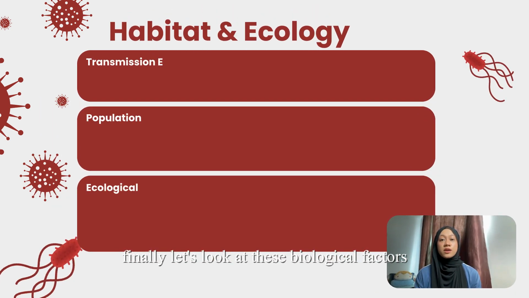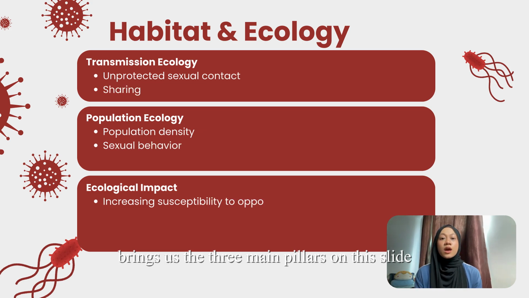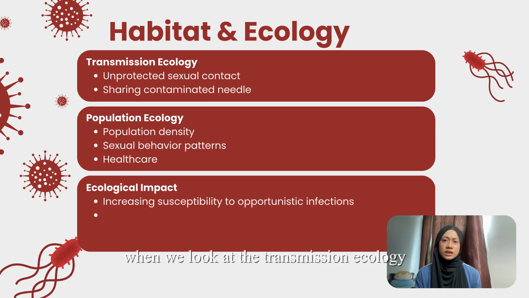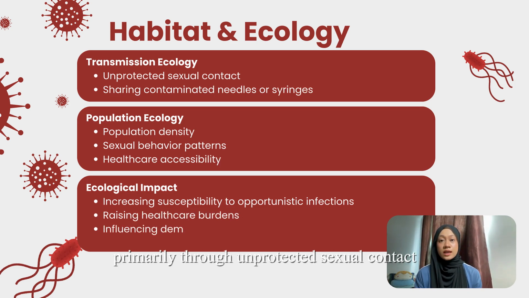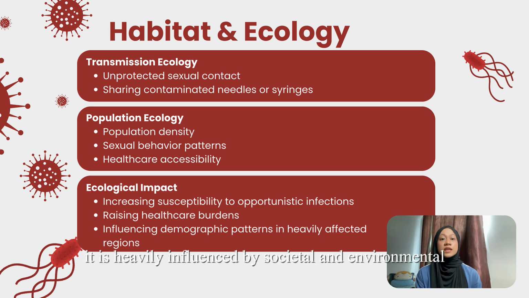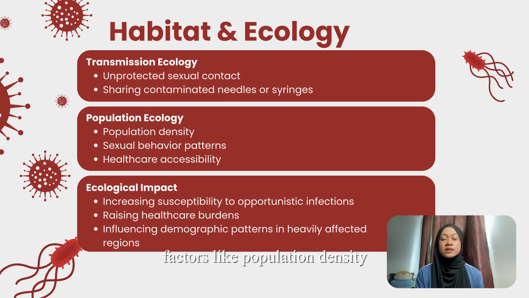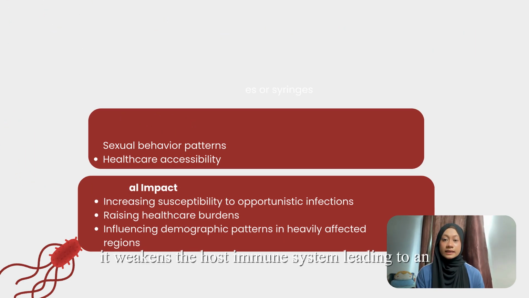Finally, let's look at how these biological factors translate to a broader ecological scale, which brings us to the three main pillars on this slide. When we look at the transmission ecology, the virus moves from one host habitat to another primarily through unprotected sexual contact or by using contaminated needles or syringes. From a population ecology perspective, the spread of HIV isn't random. It is heavily influenced by societal and environmental factors like population density, localized sexual behavior patterns, and overall healthcare accessibility. Ultimately, this creates a massive ecological impact. On an individual level, it weakens the host immune system, leading to AIDS.